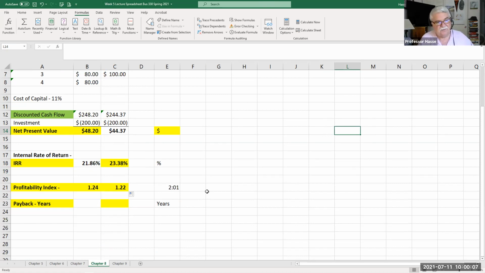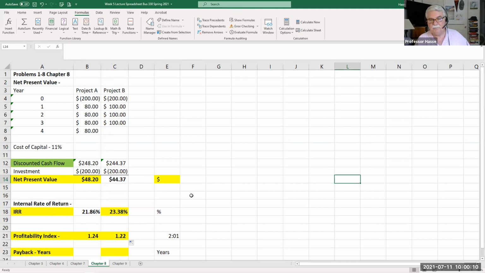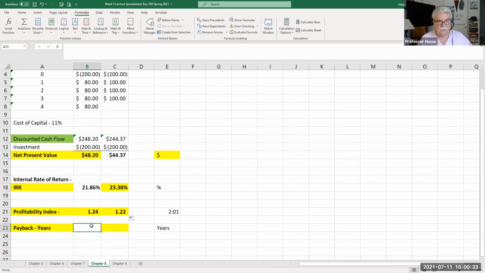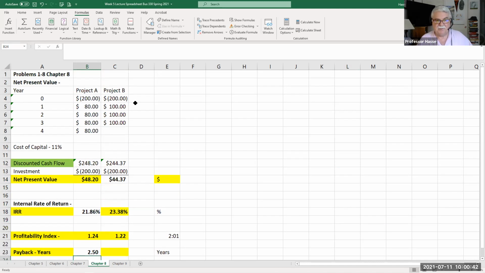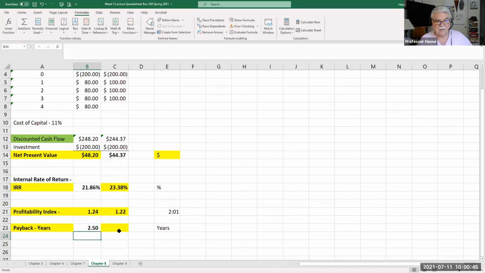And the payback in years is not doing any discounted cash flow, but just simply how long does it take to take back our investment? $80 in year 1, $80 in year 2, that's $160. $80 in year 3, that's $240. Well, we only need 200. So 1, 2, and a half, $40, that's $200. So it takes us 2.5 years to pay back the $200 for this company. For project B, it's even simpler. 1, 2, we get back the $200. So the payback is 2 years.